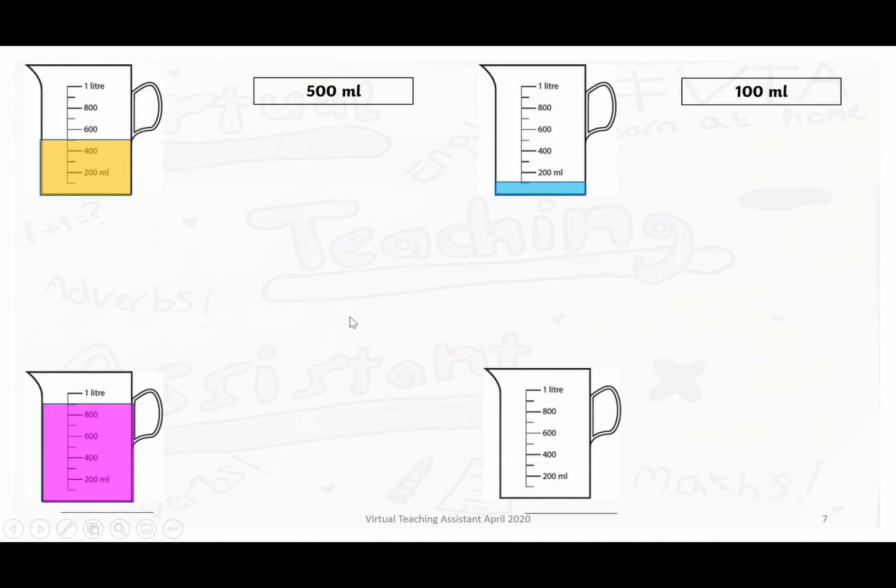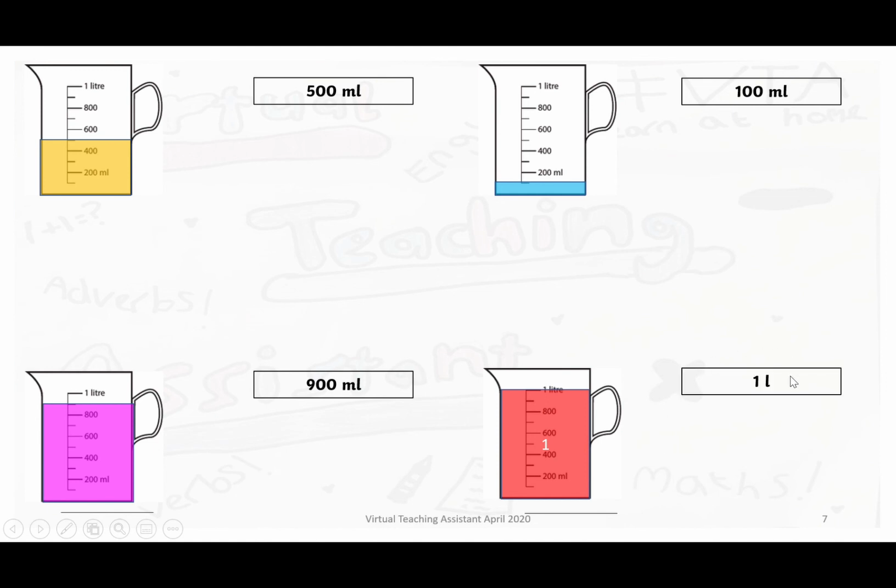And my next one. So again, this is between 800 ml and 1 litre. Now we know that 1 litre is 1,000 millilitres. So between 800 and 1,000 millilitres is 900 millilitres. Well done. And last but not least, there we go. How much have we got in here? 1 litre and 1,000 millilitres. They're both exactly the same.